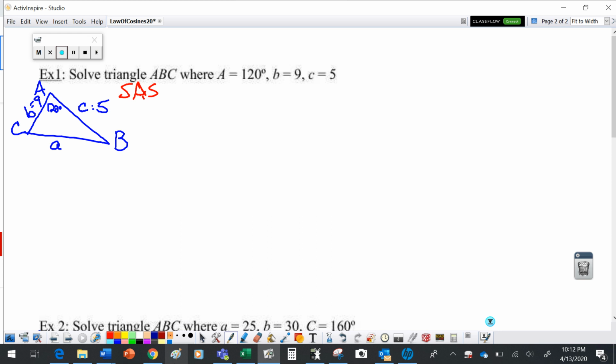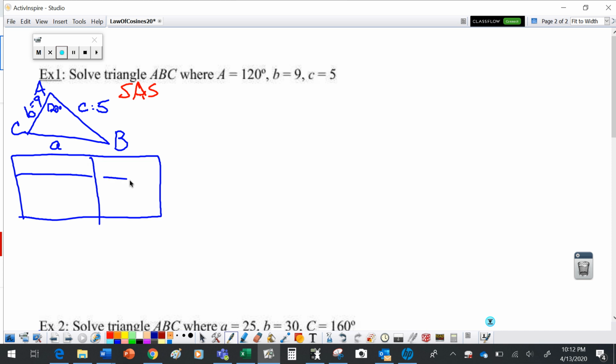Anyhow, once we have it set up and we have a plan for what we're going to do, I'm going to set up my answer table. And just like before, I have angles A, B, and C, and I have sides A, B, and C.